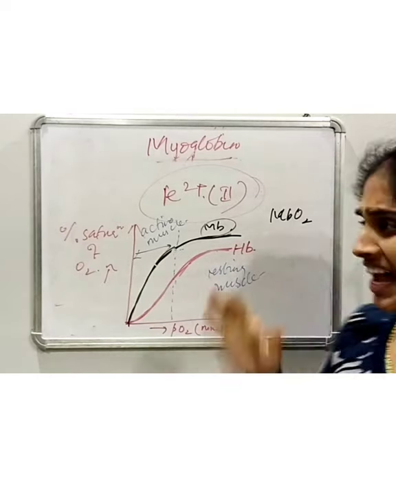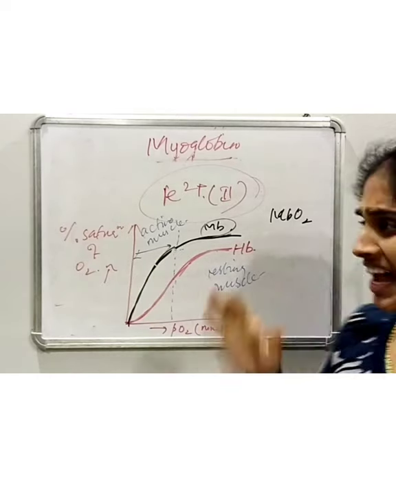So if we write the dissociation constant, what will be the dissociation constant? Dissociation constant will be the concentration of Mb multiplied by concentration of oxygen upon concentration of MbO2. So this is how we write the dissociation constant, or Kd, for oxygen bound to myoglobin. This is about binding.